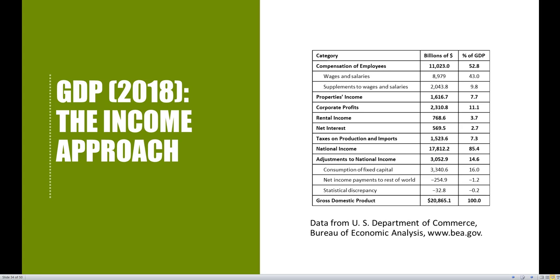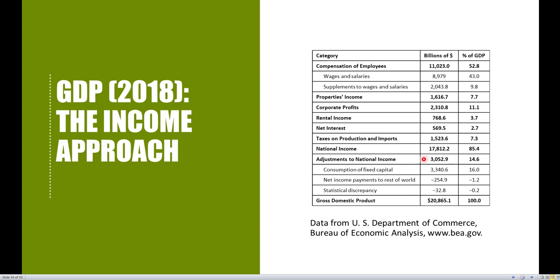So here, take a look at the balance sheet once again. Very important table for us to take a look at under the income approach. Here, the big variables are going to be bolded. We talked about them. So compensation of employees, proprietor's income, corporate profits, rental income, net interest, and so on. When we add all these up, we get national income right here. So national income, about $17.8 trillion, about 85% of our GDP using the income approach.